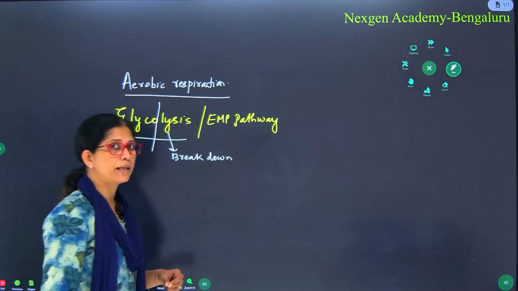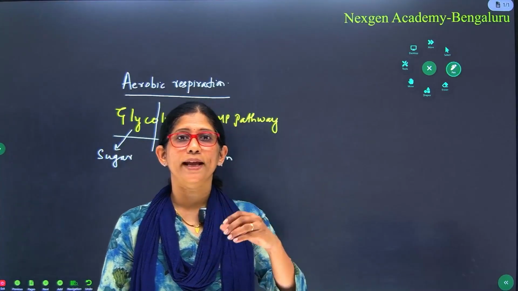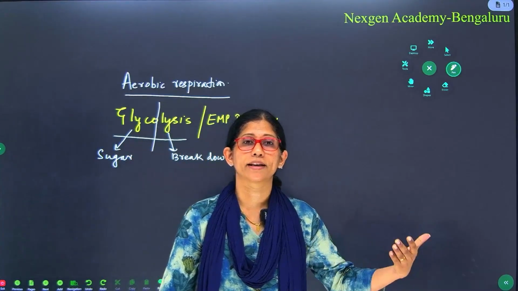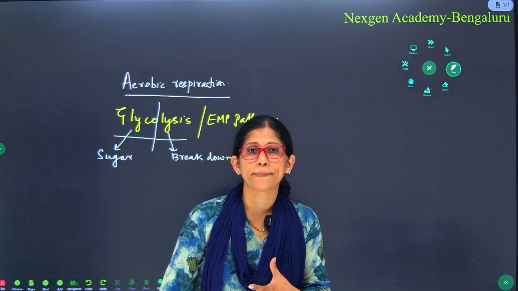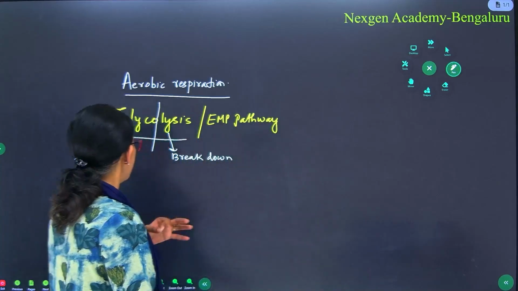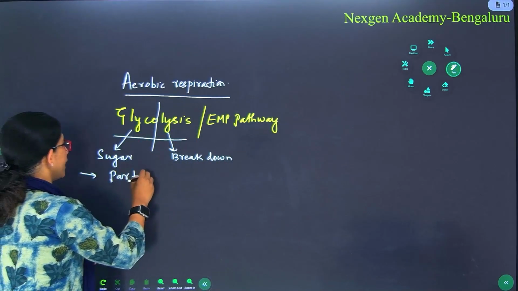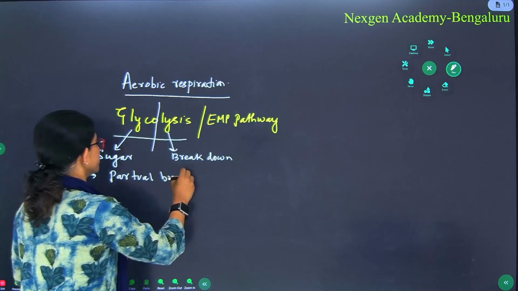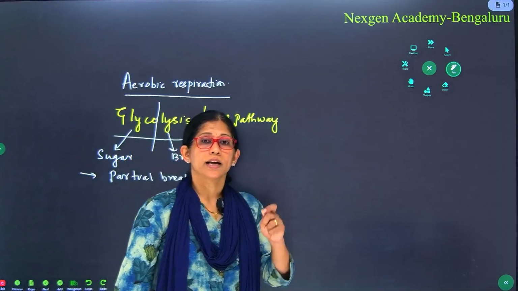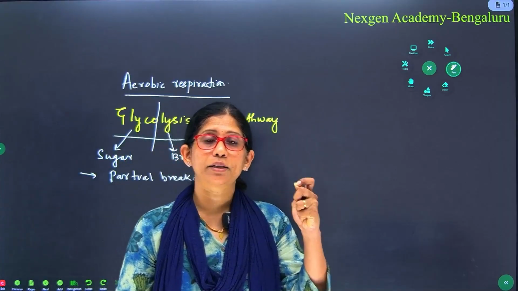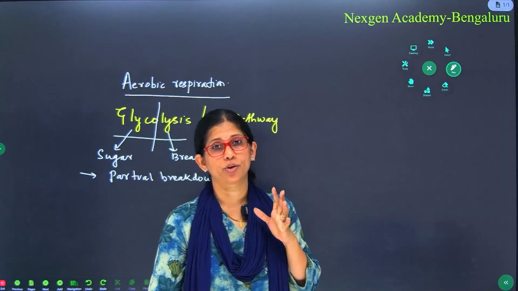So, simply put, glycolysis is the breakdown of sugar to give energy. Now, when we talk about this breakdown, it is not a complete breakdown. When we talk about glycolysis, it is a partial breakdown. This is a very important thing that we should remember. In glycolysis, the complete breakdown of glucose doesn't happen. Here only a partial breakdown of glucose happens.